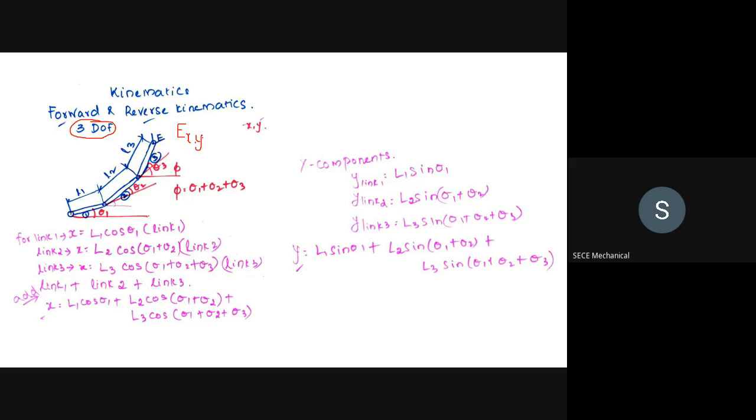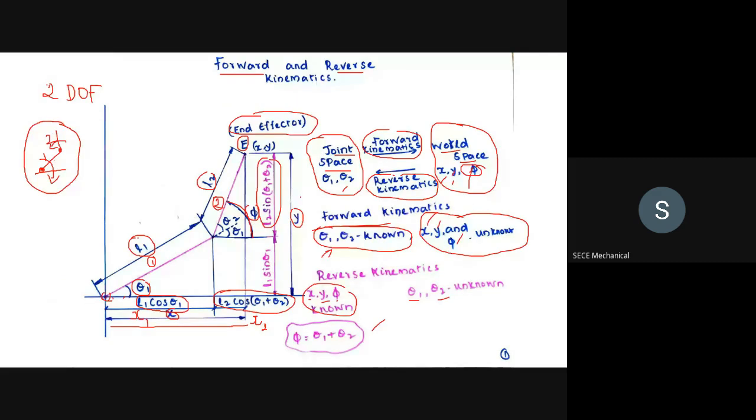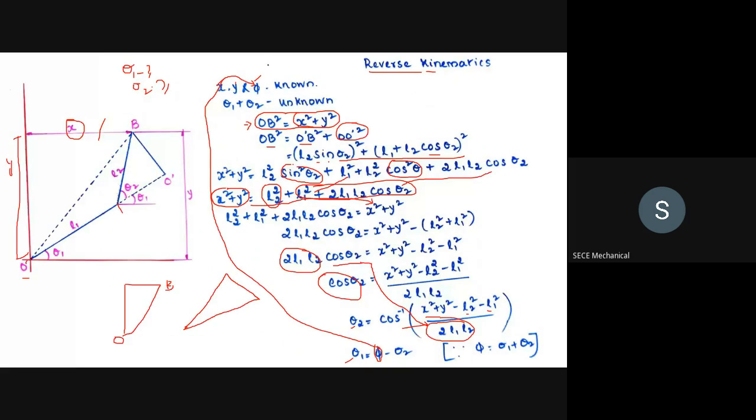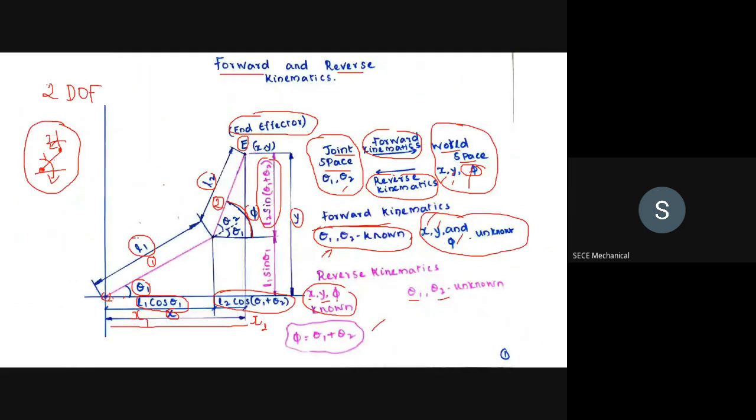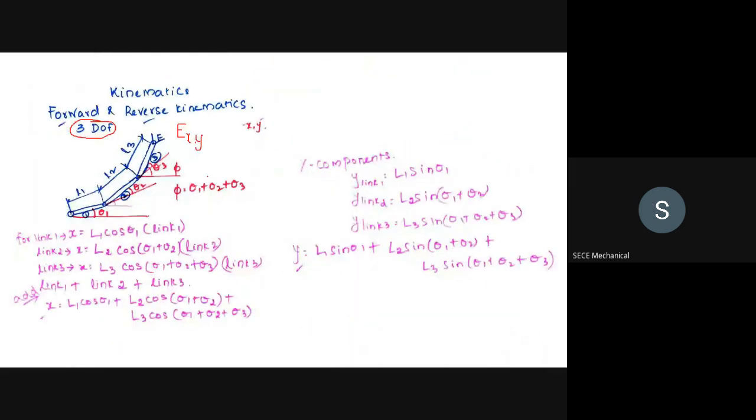Okay. So now we have 2 components. As usual, you are going to find this E of x comma y. Then if theta 1 and theta 2 are known, it is similar to the previous case, right? So we have this joint space and this world space. If you know the value of theta 1, theta 2, and theta 3, then you have to find the value of x, y, and pi.